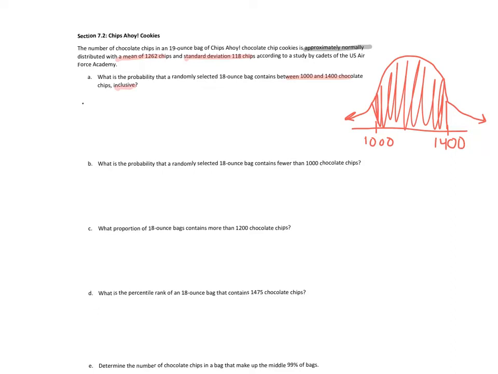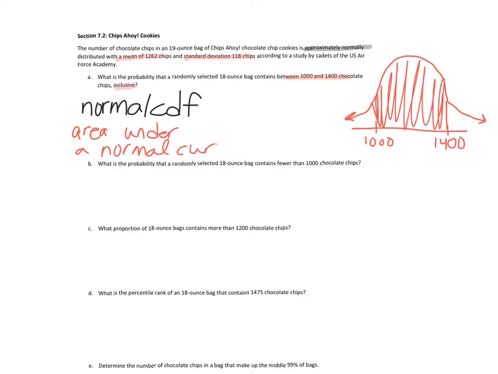How do we find the area under a normal curve? We use normal CDF. Make sure you do not use PDF. You want to use CDF. And this is always area under a normal curve. And I'll write that too because we're still learning. Area under a normal curve is our normal CDF function.